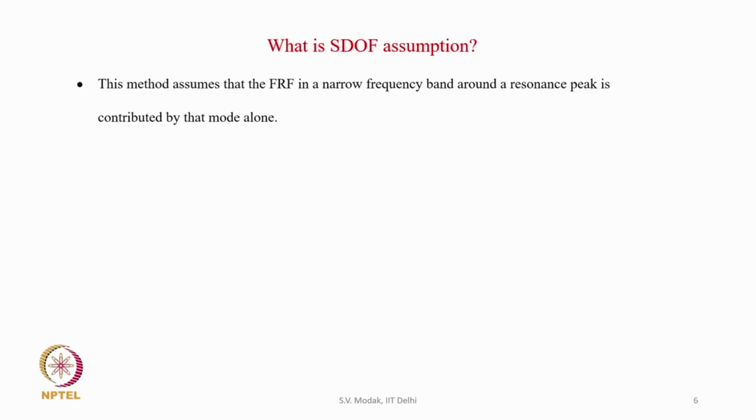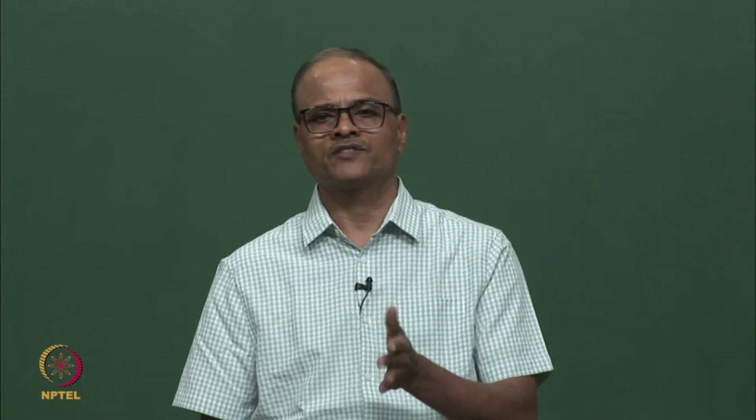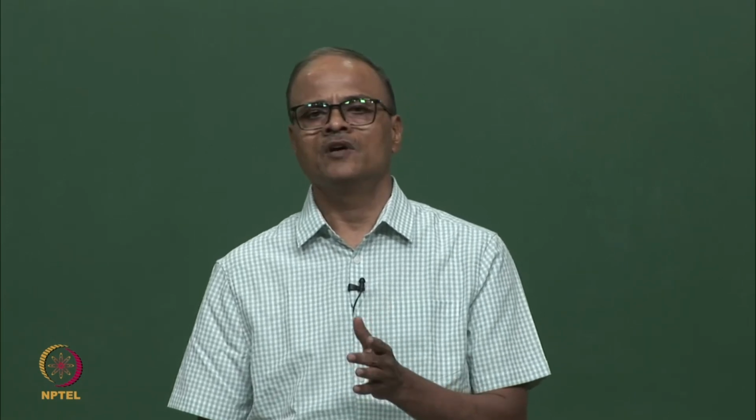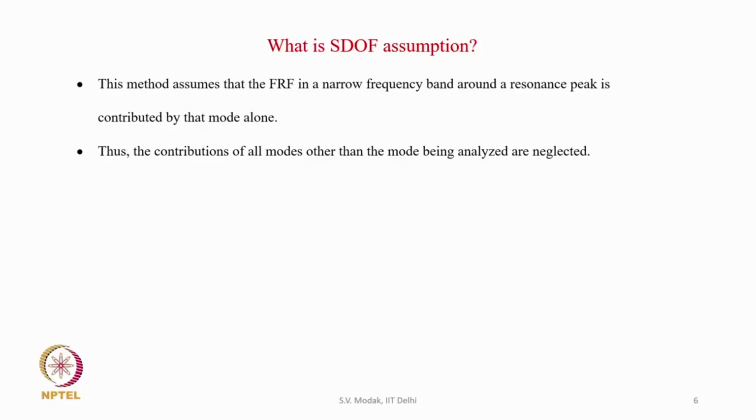This method, the peak picking method, assumes that the FRF in a narrow frequency band around the resonance peak is contributed by that mode alone. So, if we are analyzing a particular peak in the FRF, let us say the rth peak, this method assumes that the FRF in a narrow frequency band around that rth peak is contributed only by the rth mode of the structure. The other modes, which are also present and contribute to some extent to the frequency response in that frequency range, are neglected by this method. Therefore, the contribution of all the modes other than the mode being analyzed is neglected.